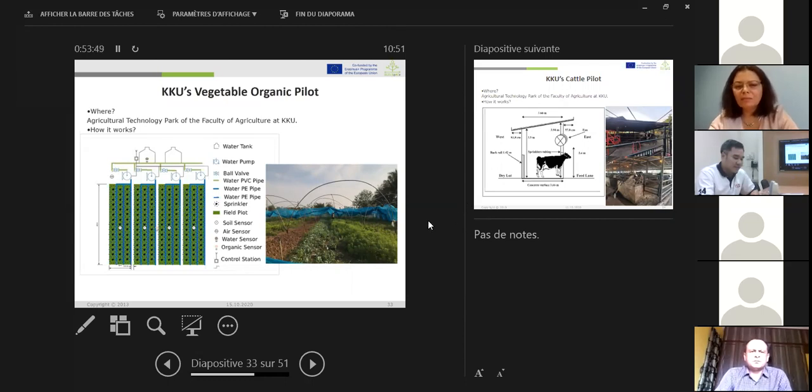Our vegetable pilot site is located in the Faculty of Agriculture at Khon Kaen University, which is our partner. The main KKU partner is the Faculty of Business Administration, and then we have another MOU with the Faculty of Agriculture, so we put our pilot site in that area. This is the first pilot site. The second pilot site is the cattle pilot site.